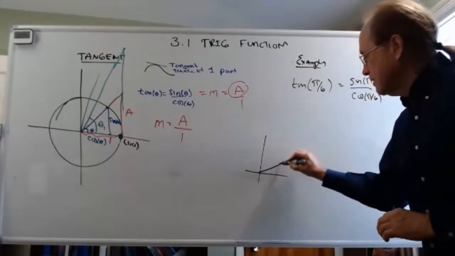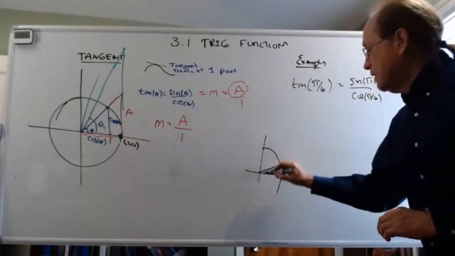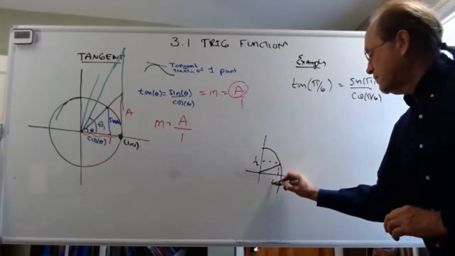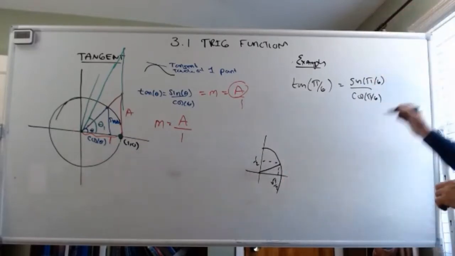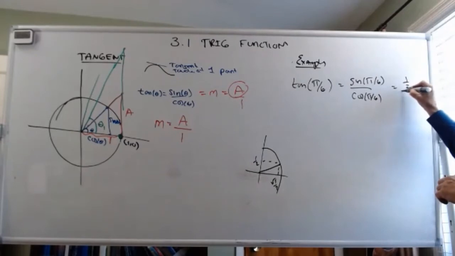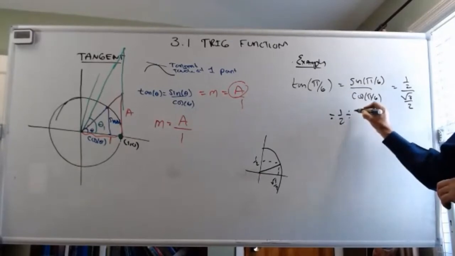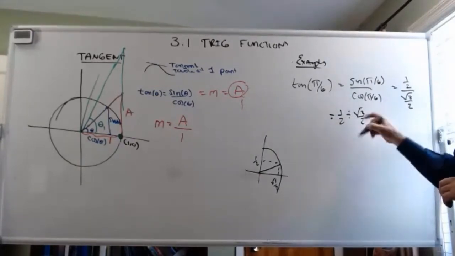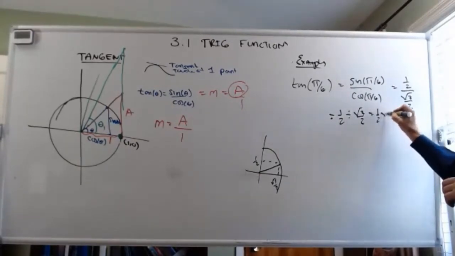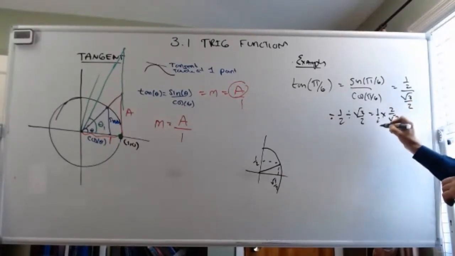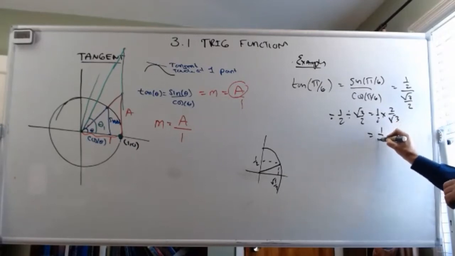So here I am at 30 degrees, and here I'm on a unit circle. Now the sine value is one half, and the cosine value is the square root of 3 over 2. I plug that in, that's 1/2 divided by the square root of 3 over 2. Division turns into multiplication by the reciprocal, so I put that as 2 over the square root of 3, so that cancels and just gives me 1 over the square root of 3.